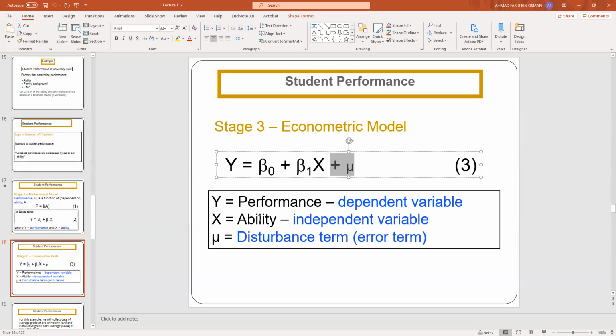So in this, Y represents performance, which is the dependent variable, X is the ability, our independent variable, and U is the disturbance term or the error term. The true error term we call the disturbance term, but when we estimate from a sample, then we call the error term a residual. So we use different terms.